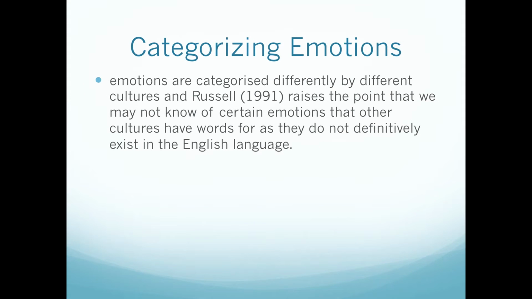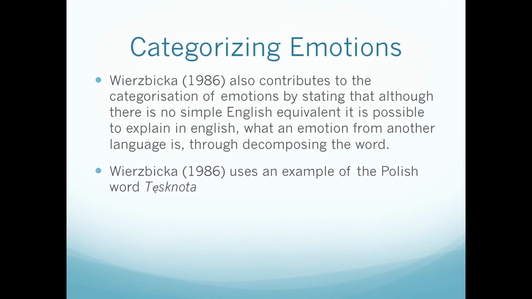In saying this, researchers also found that emotions are categorized differently as per culture. Russell raises the question of whether emotions are categorized differently by different cultures and whether we may not know of certain emotions as they do not definitively exist in the English language. Wiesebecker counters this by stating that although there is no simple English equivalent, it is possible to explain in English what an emotion from other language is through decomposing the word.